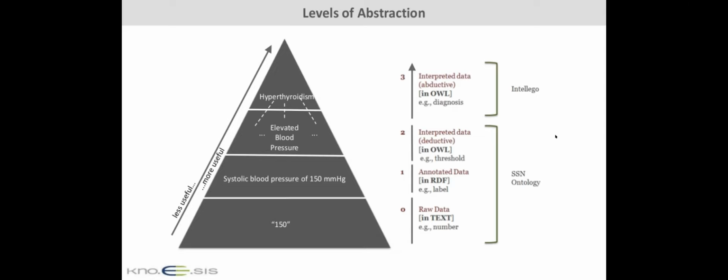Then we say it is elevated blood pressure, and it should be managed. That is knowledge, and then we go to actionable information or perception, abstraction, whether it is hyperthyroidism or hypertension. These are the two diseases that cause elevated blood pressure. And the medication for each of them is different.